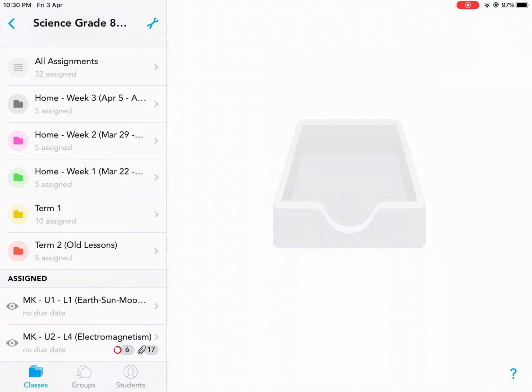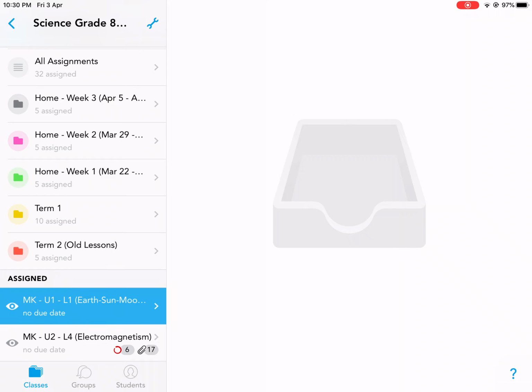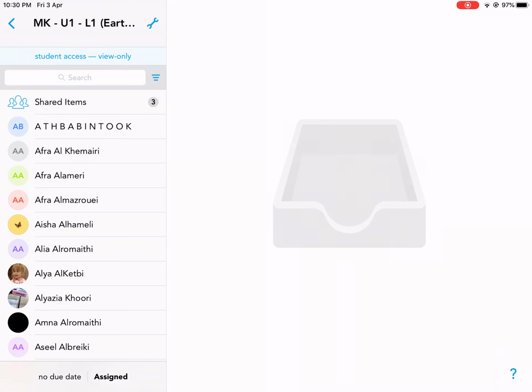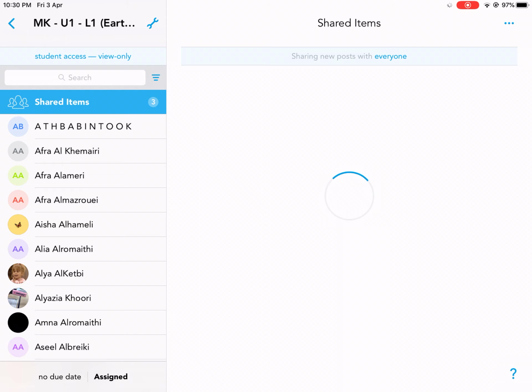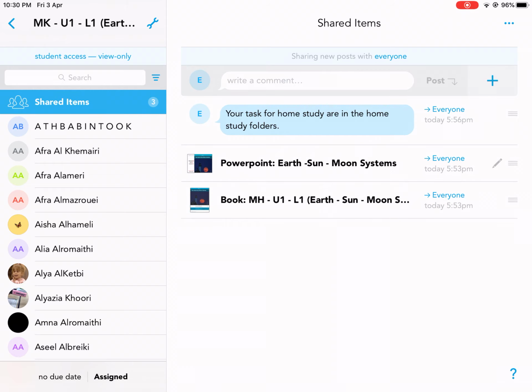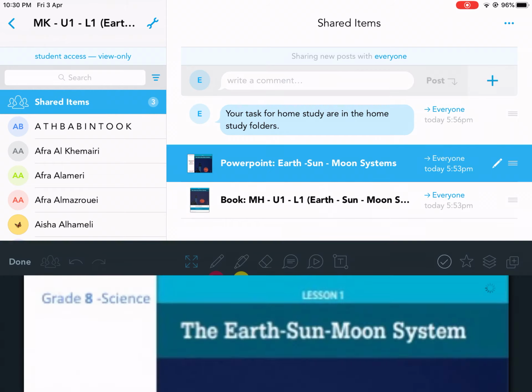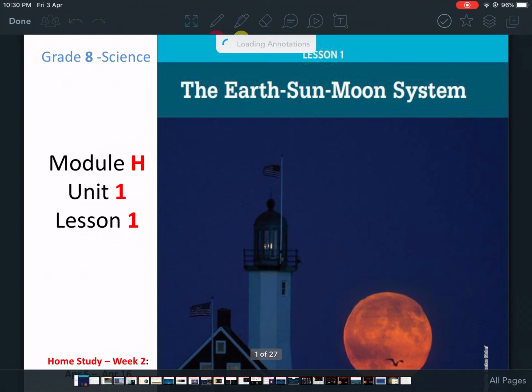Okay, so you have the Earth, Sun, and Moon system. This is our new lesson. It's actually module H. I'm going to fix that, it says module K. So you go inside. You have the book and the PowerPoint, so we're going to open the PowerPoint. When I'm done with the lesson, I'll put all the videos and the answer keys, just like the other lesson.